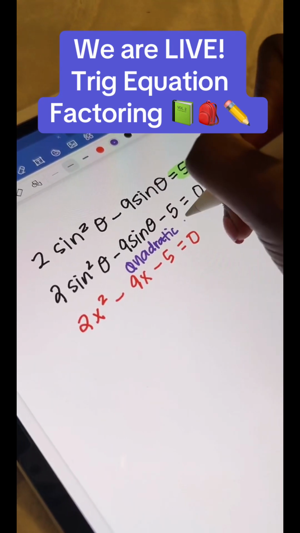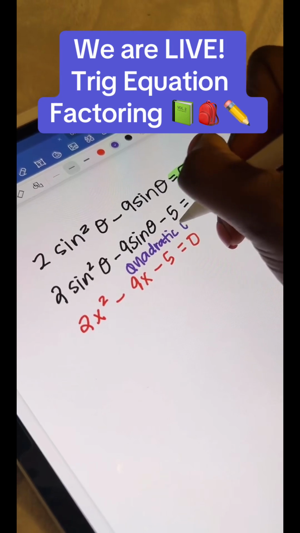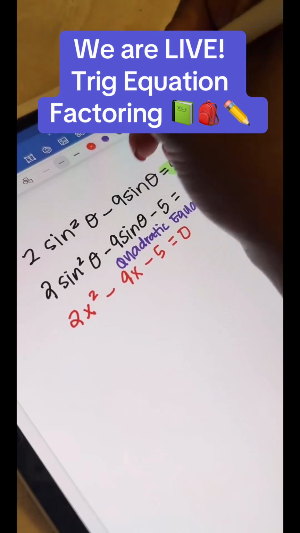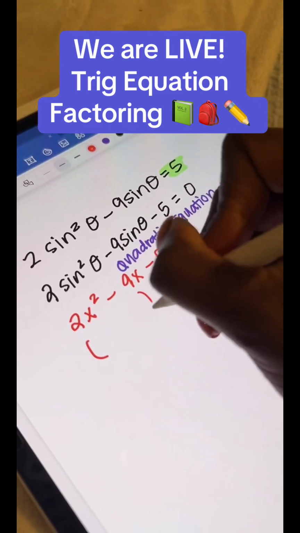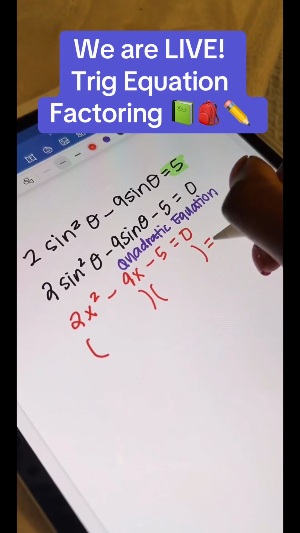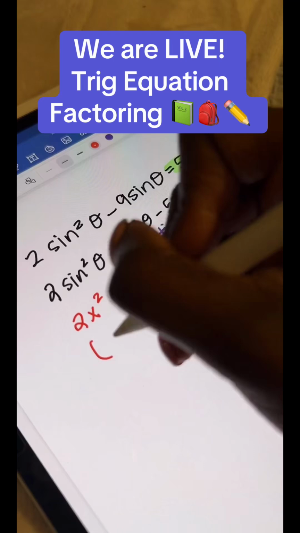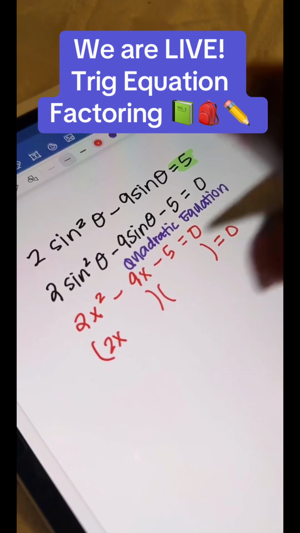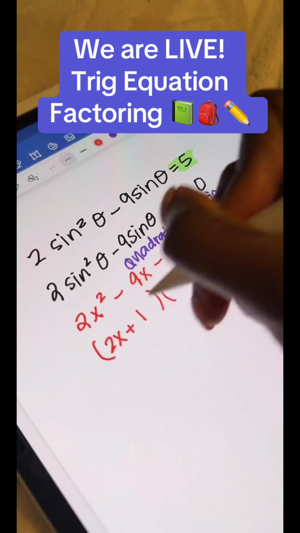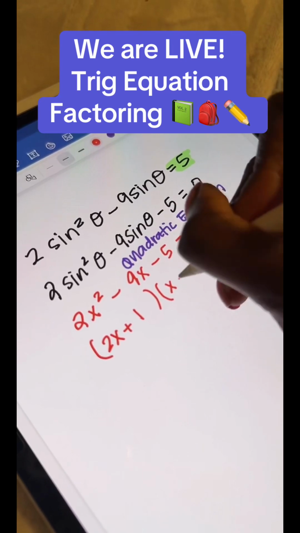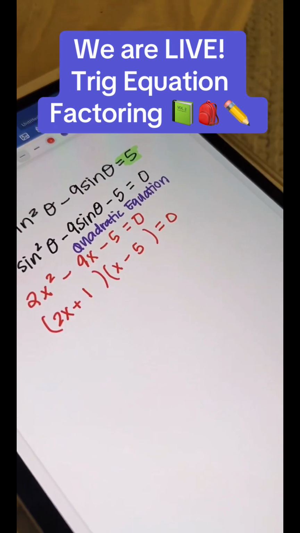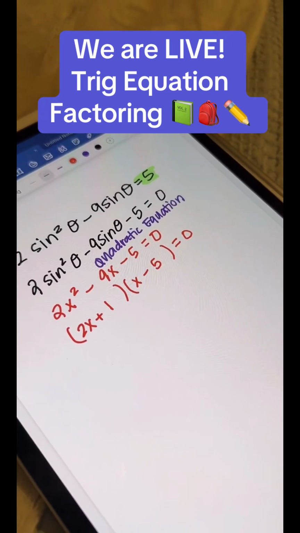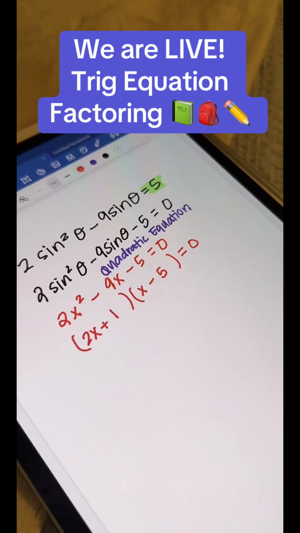Now, just like you would normally factor a quadratic equation, we're going to factor this. So this would factor into, and you would draw your two groups just like normal. However you factor this, for me, I know that this is going to be 2x plus 1, and then I would have x minus 5. So that's how that particular quadratic equation would look if you factored it.